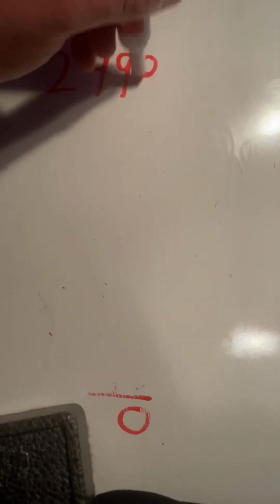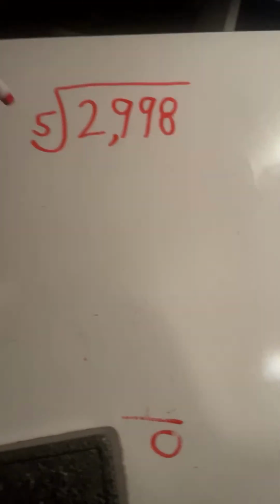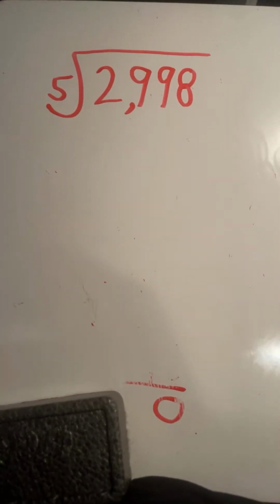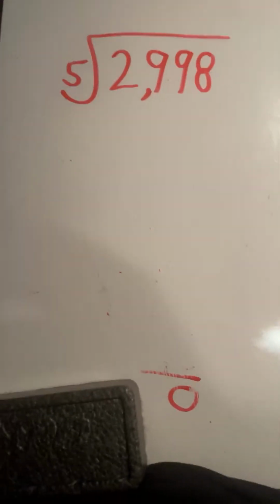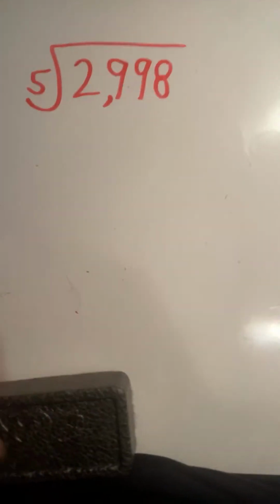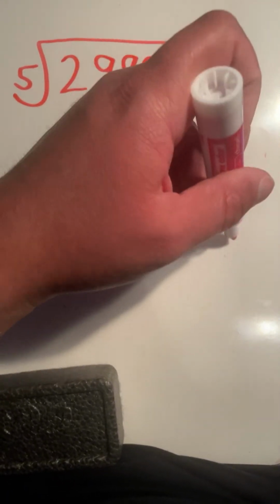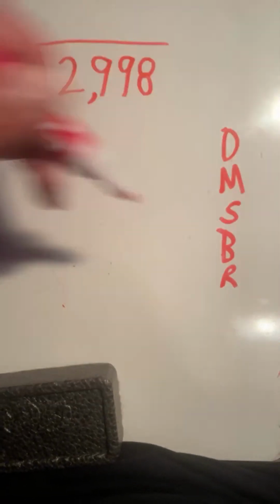2,998 divided by 5. Heads up, the answer will be a mixed number here. It's not going to equal out to a whole number. There will be a remainder. But same steps. Divide, multiply, subtract, bring down, repeat.